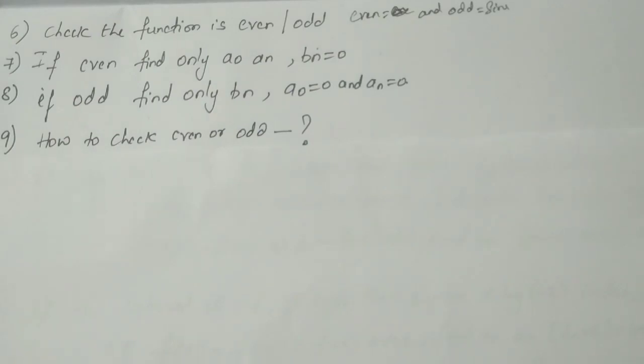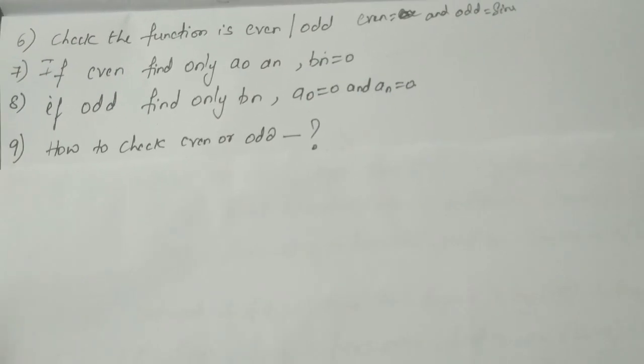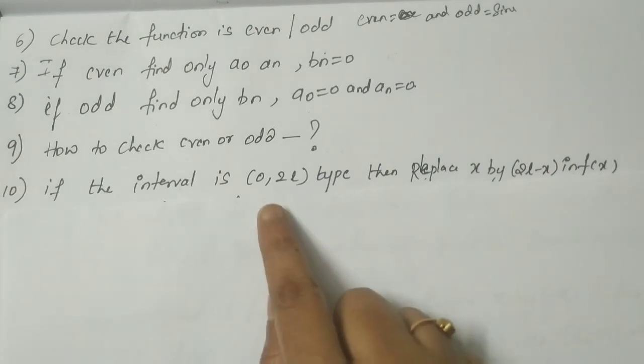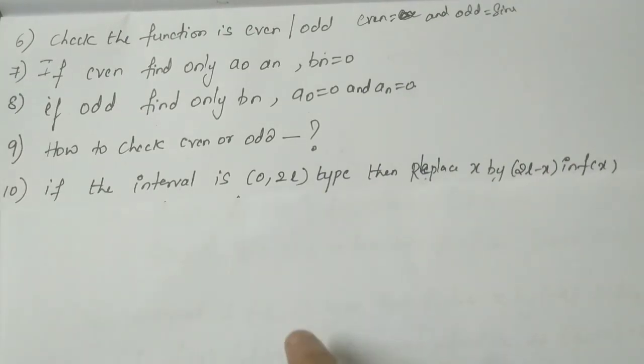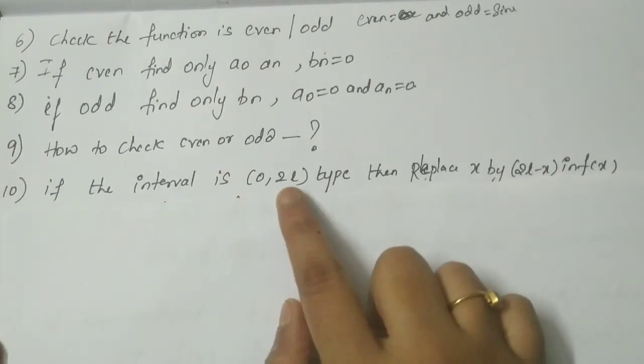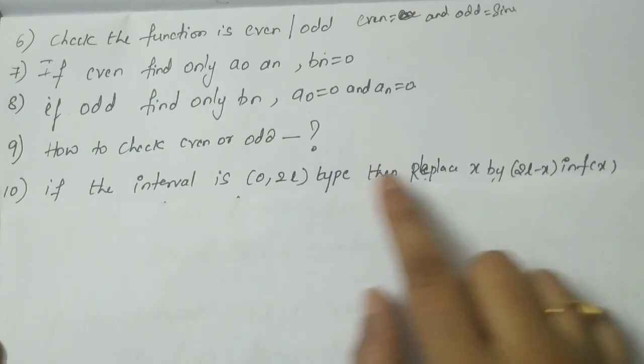The ninth point which you have to remember, okay, we said even and odd. How are we going to check whether the function is even or odd? To check this, we have two types of intervals here. One, you have the interval of the form 0 to 2l. The other will be of the form minus l to l. That we'll see later. If suppose your interval is of the form 0 to 2l, what you have to do?